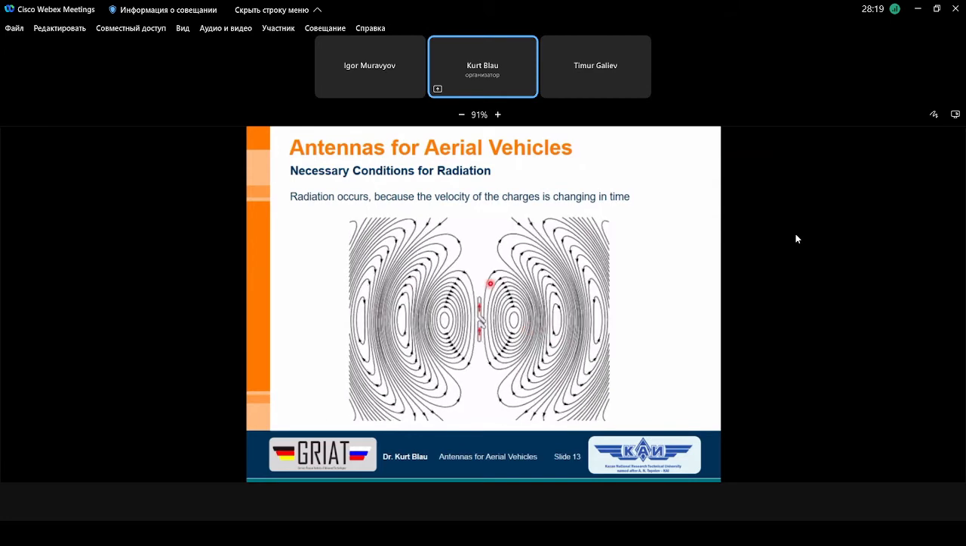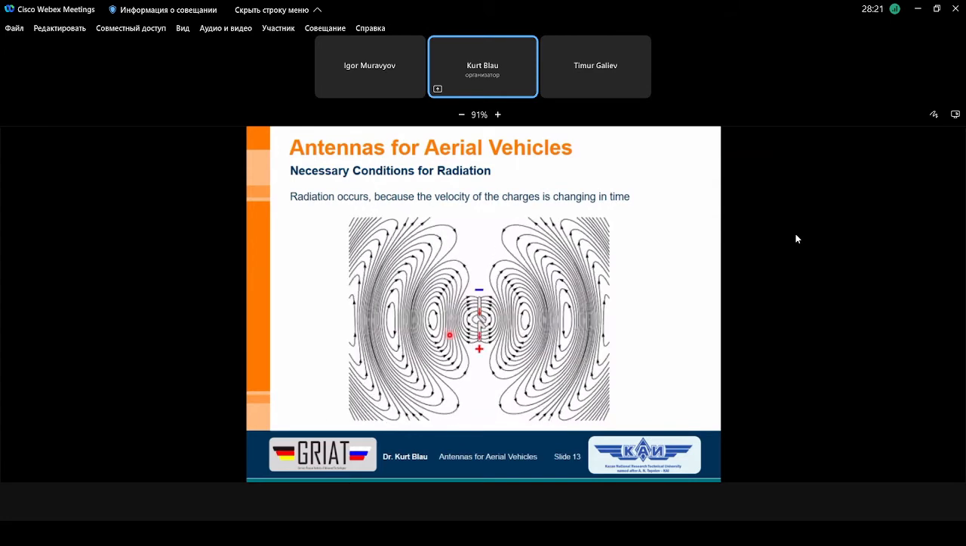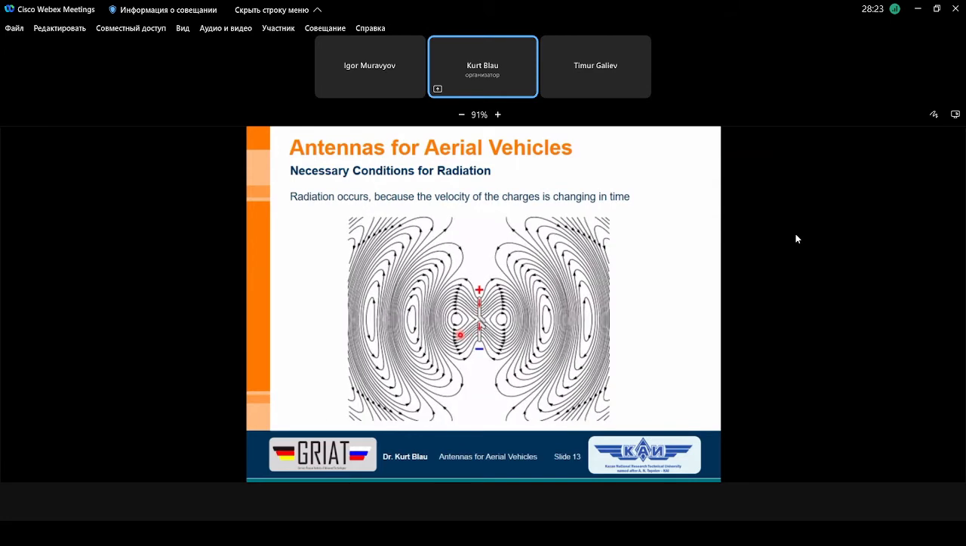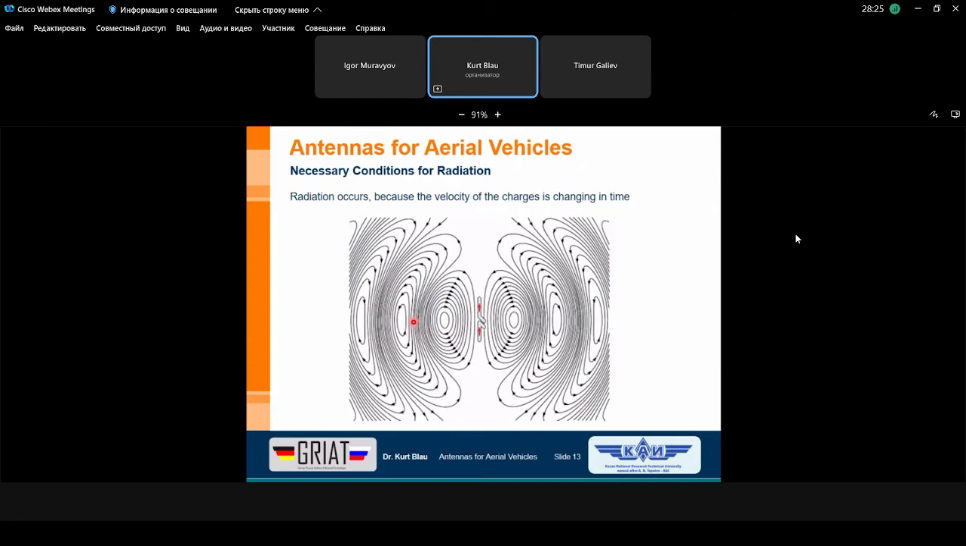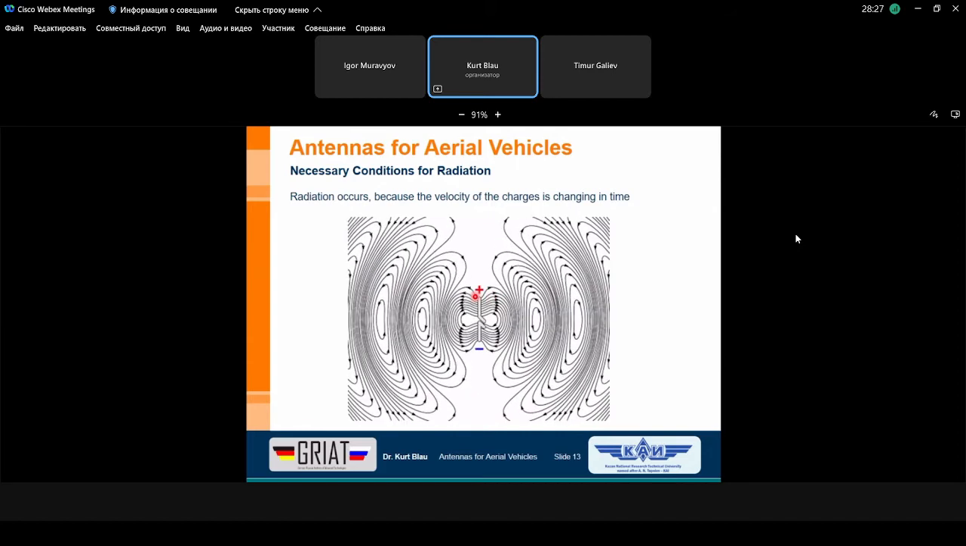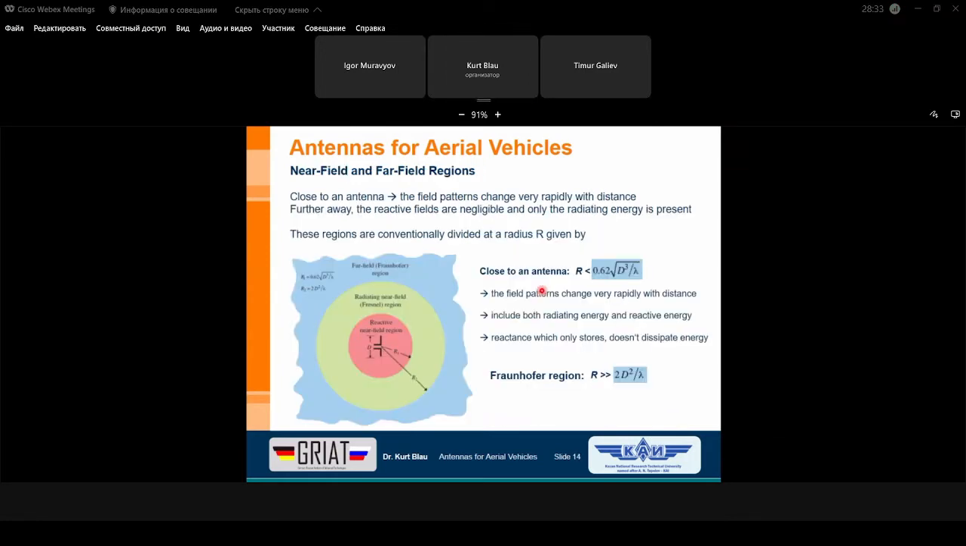In the near field, if we make a snapshot, we have not closed lines, but at a certain distance from the dipole, we have closed field lines. This was the explanation of the field components in the near field. It's the so-called reactive near field region.